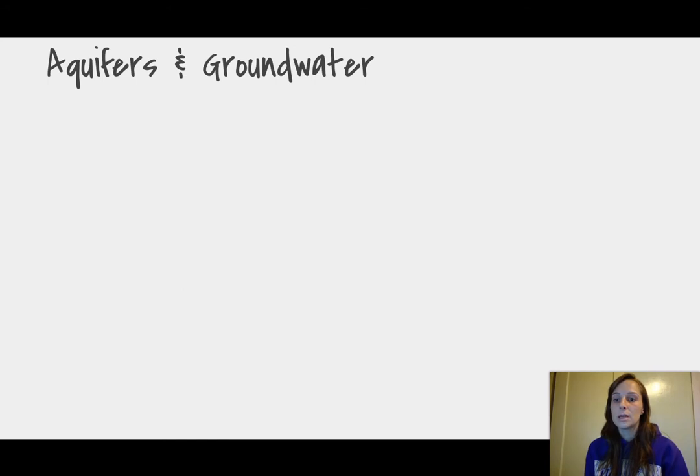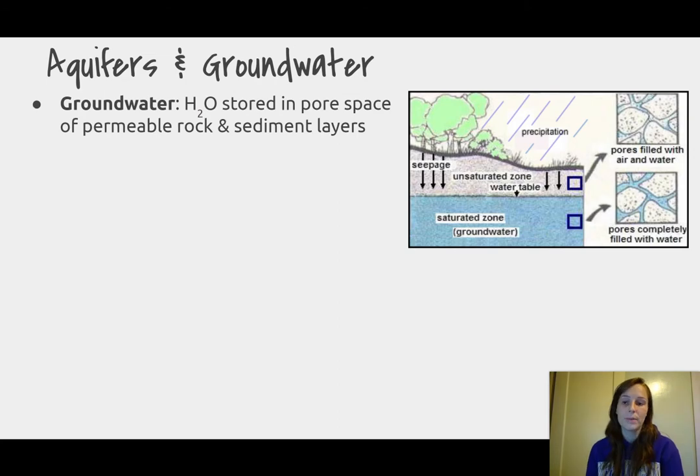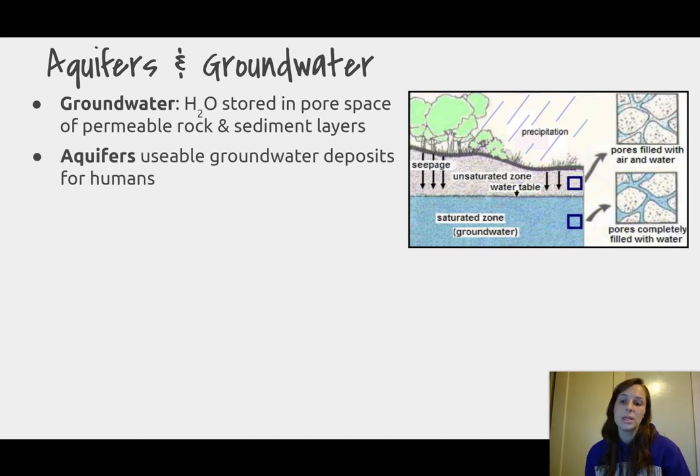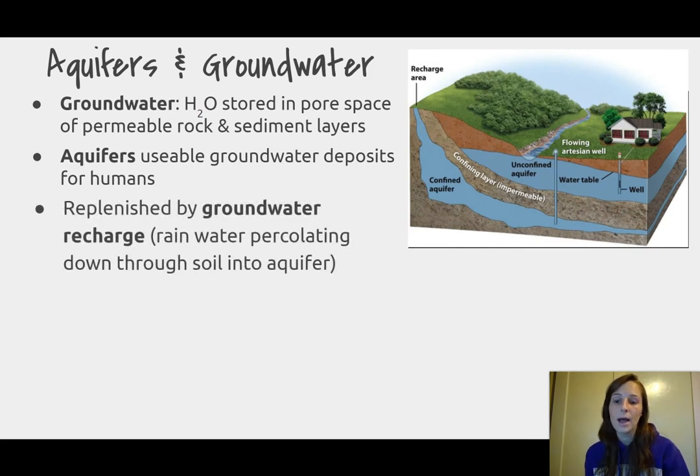So we're going to look at aquifers and groundwater. Groundwater is going to be water that's stored in pore space of permeable rock and sediment layers. As it rains, you're going to have it soak in, and that groundwater is going to be held in those pores at that rock layer, which is a bit deeper down. Then we have aquifers. These are usable groundwater deposits that humans can use. And they're ultimately going to be replenished by groundwater recharge, which is where you have rainwater percolating down through the soil into the aquifer.